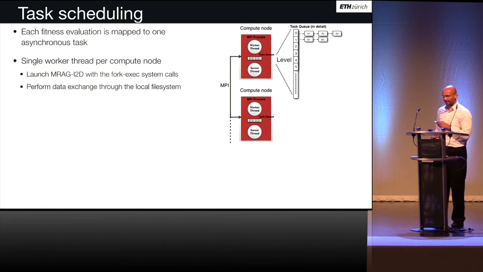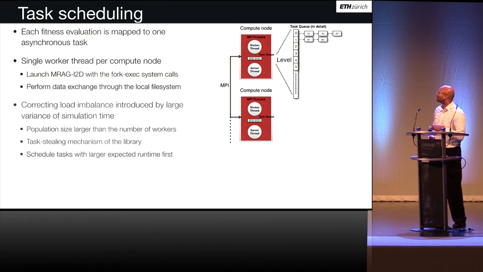Okay, the way this works is there's a number of worker threads generated, and each compute node gets 1. Every time a worker completes its task, a server thread asks all the other workers if there's some leftover work that they can steal from them. Okay? And this basically means that the number of simulations we launch has to be larger than the number of workers. And another way of saving time is we schedule the simulations that we expect to take the longest to run first. Okay?